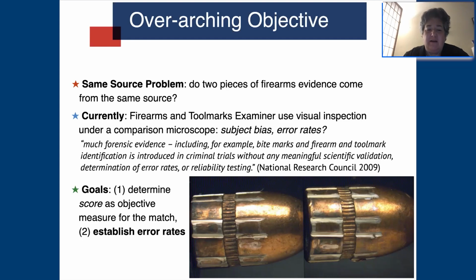Our goals are, we want to determine a score as an objective measure for the match, and for that there's some algorithmic ways of assessing similarity between pieces of evidence. And we also want to establish error rates. So what makes an error? That's really the question.